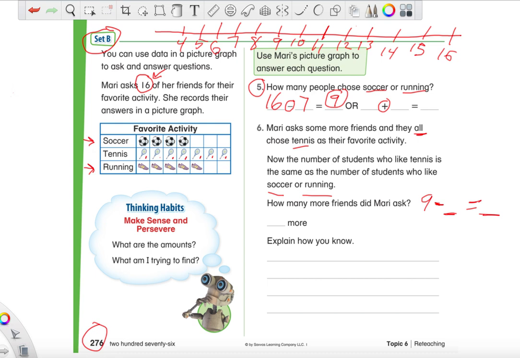And that's it. Hopefully this all helps refresh your memories about picture graphs and tally charts and how to write them and all that good stuff.